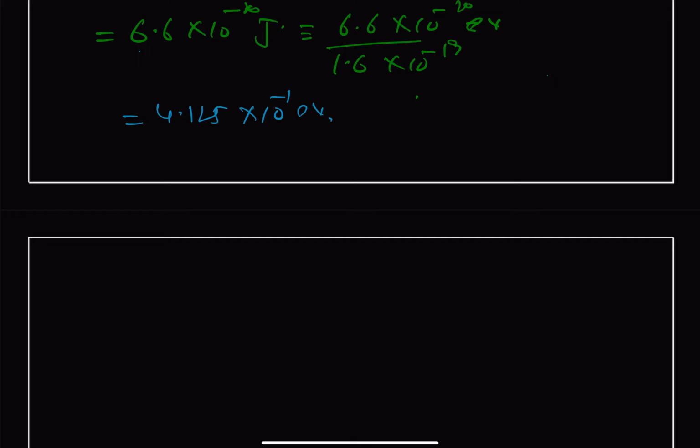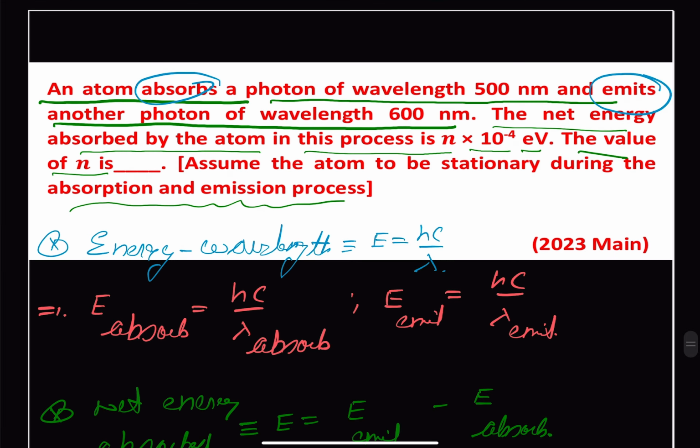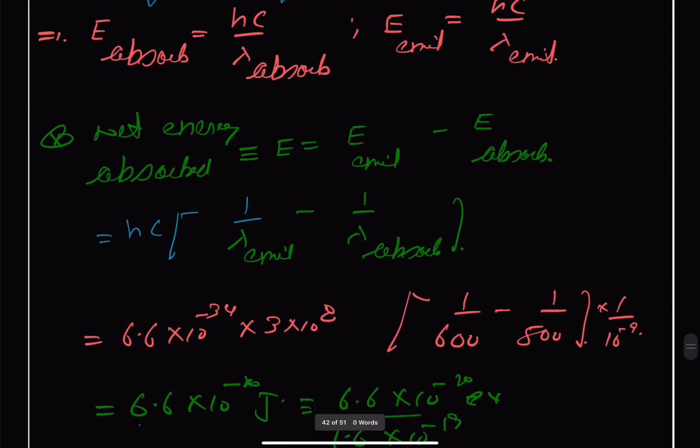And we compare this with n into 10 to the power minus 4. So obviously we can write this as 4125 into 10 to the power minus 4 and n into 10 to the power minus 4, giving us value of n is equal to 4125. Yes, now it is correct. 4125. Next question.